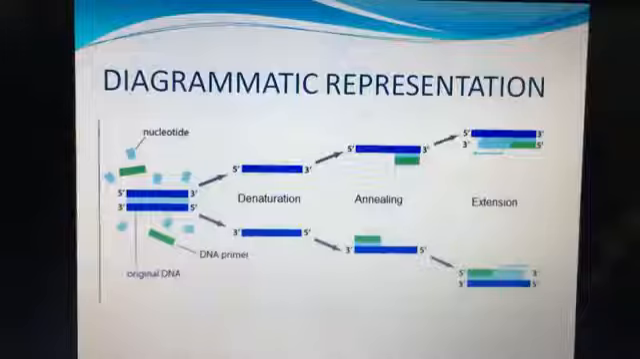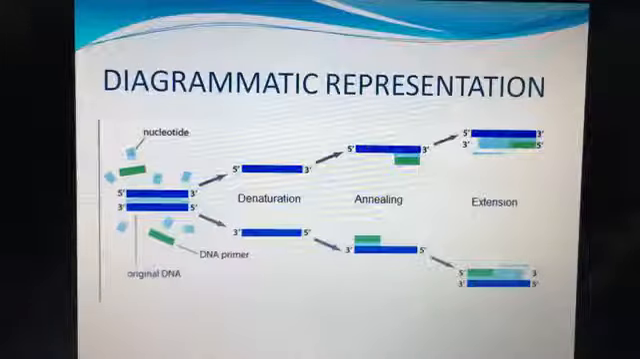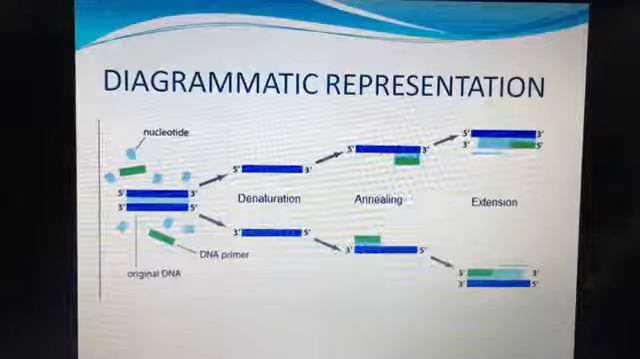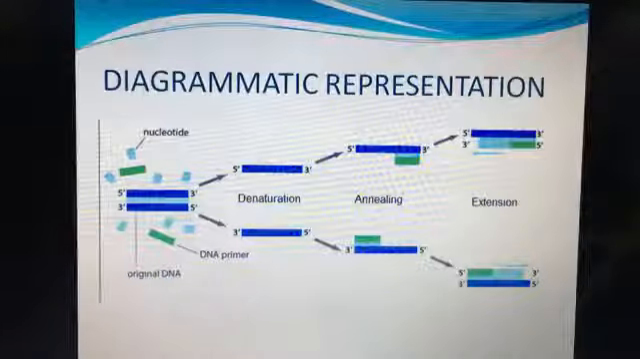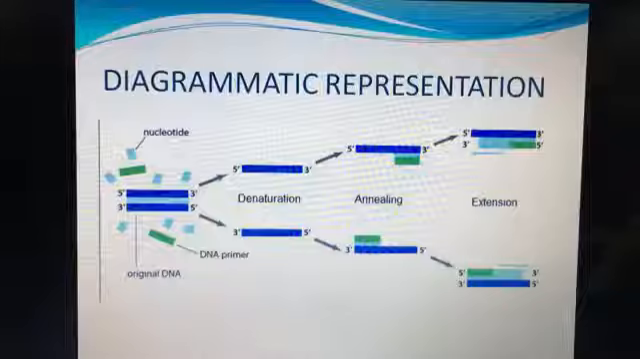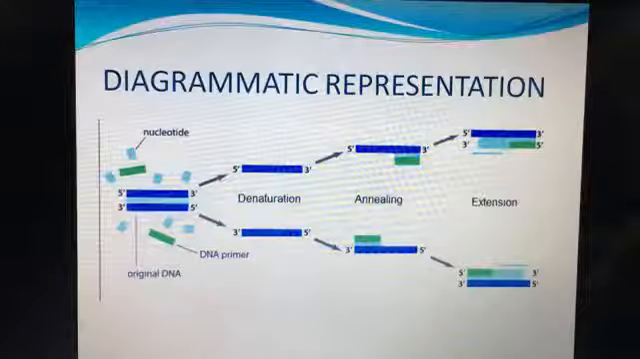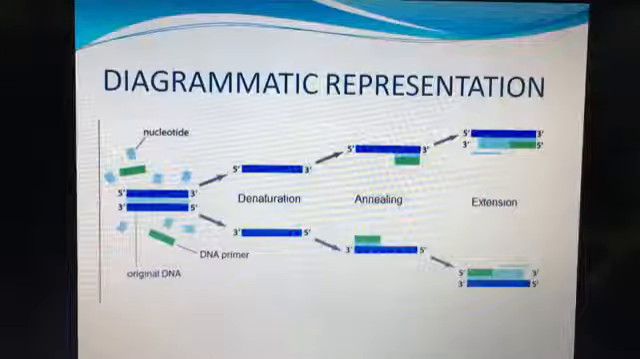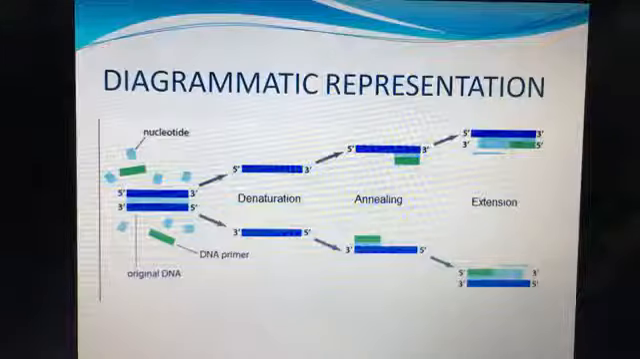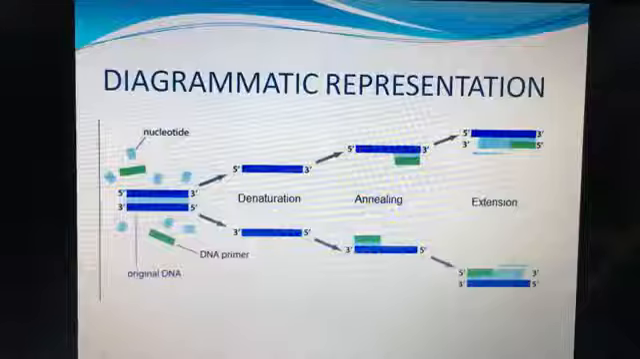Diagrammatically, you can see here, dark blue color, it represents the template or target DNA. During first stage, that is denaturation, the template is separated, double-stranded DNA becomes single-stranded. In second stage, annealing, green color primer is added, and note they are added at 3' end. And during extension, nucleotides are added and complete DNA molecules are formed.